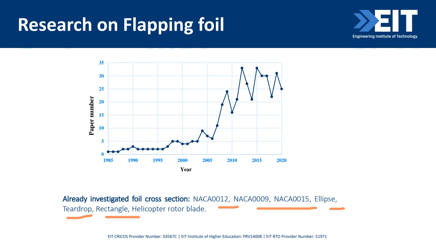In 2020, the number of published papers is 25, and it continues around that every year. So researchers are focusing more on flapping foil. It could be implemented in an unmanned water vehicle, or in an autonomous underwater vehicle, or an unmanned aerial vehicle. It could be implemented anywhere.